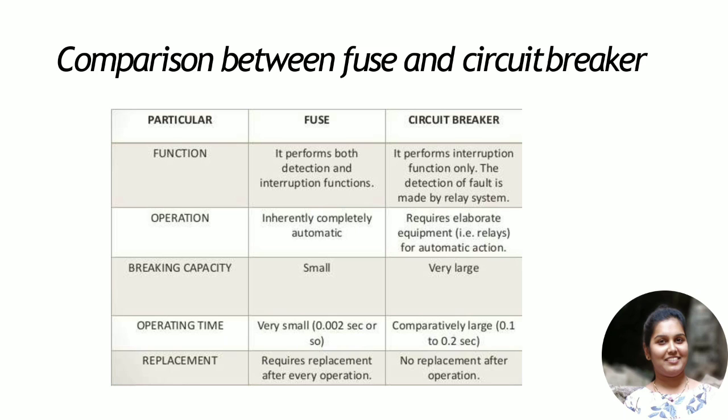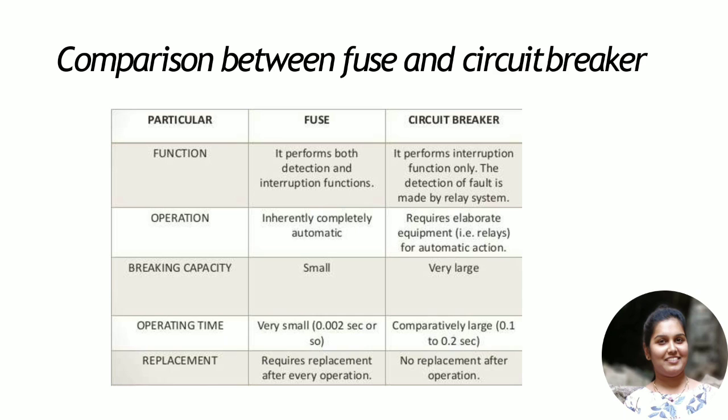So if you want to compare a fuse and a circuit breaker, coming to the functionality, the fuse performs both detection and interruption function, whereas the circuit breaker performs interruption function only. The detection of the fault is made by the relay system. Next, coming to the operation, the fuse operates inherently and completely automatically, whereas the circuit breaker requires elaborate equipment, that is, we require a relay for automatic action. And to push it back to normal condition, we need again a different setup using relays.